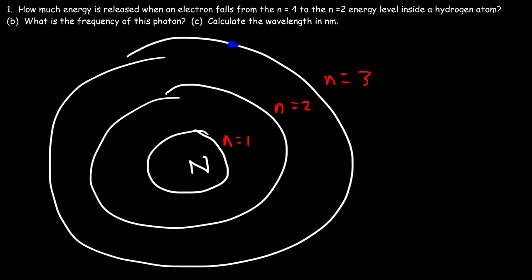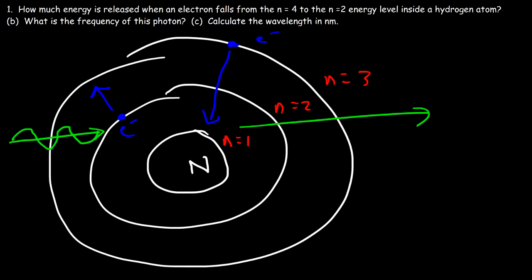Now, you need to know that when an electron falls from a high energy level to a low energy level, it's going to emit energy in the form of a photon. When an electron jumps from a low energy level to a high energy level, it can only do so if it absorbs a photon with the right energy. In this problem, we're going to talk about how to calculate how much energy is released or absorbed when an electron moves from one energy level to another.